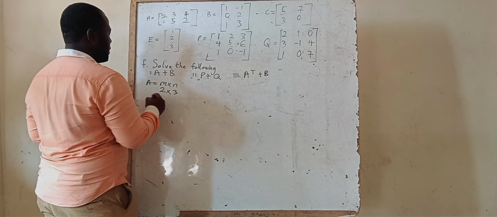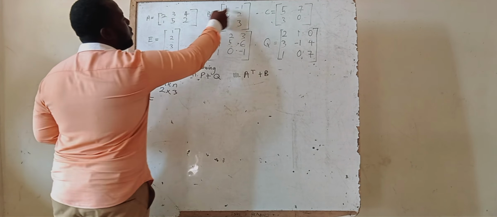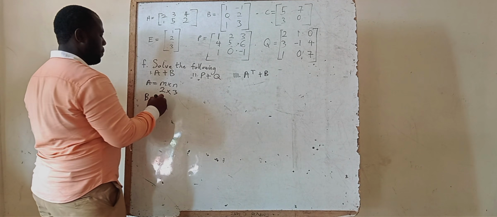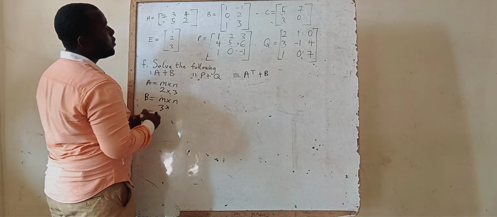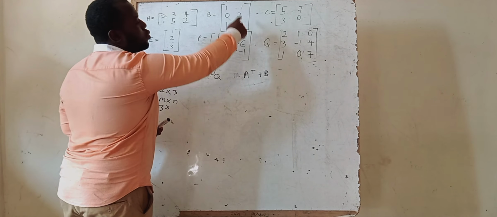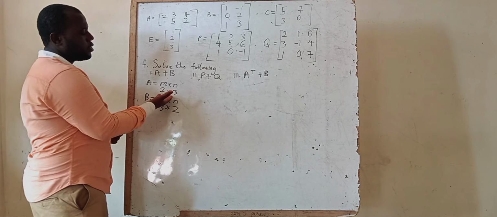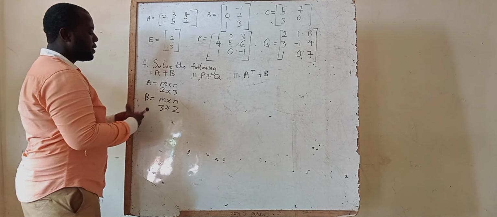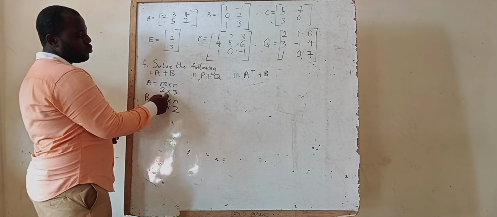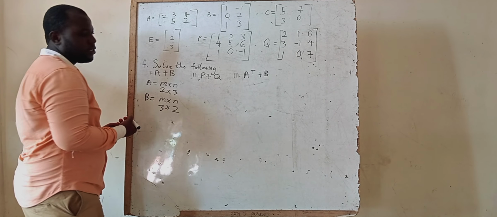For B, let's check. How many rows does B have? One, two, three. How many columns? One, two. So two columns. Since the dimension of A and the dimension of B are not the same, two by three is not the same as three by two. Hence, addition is not possible.